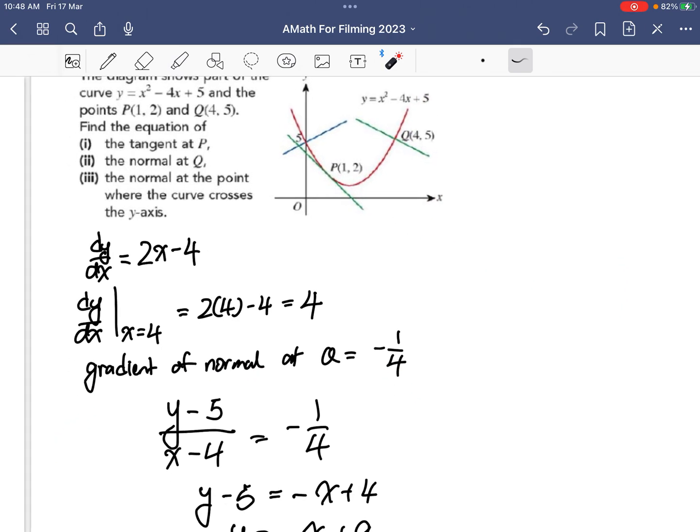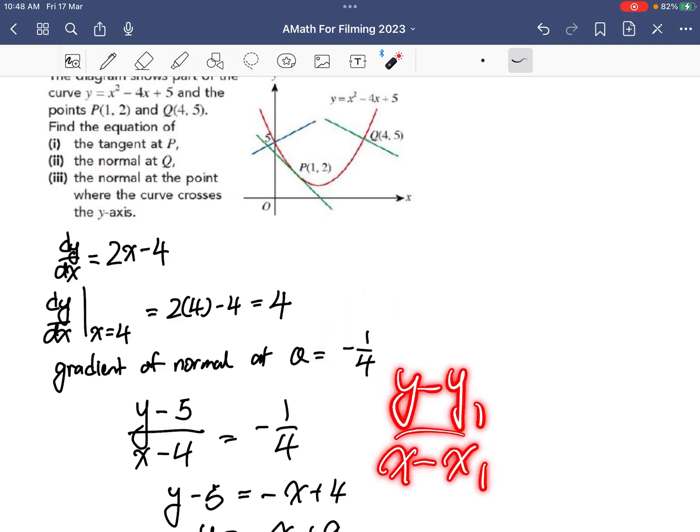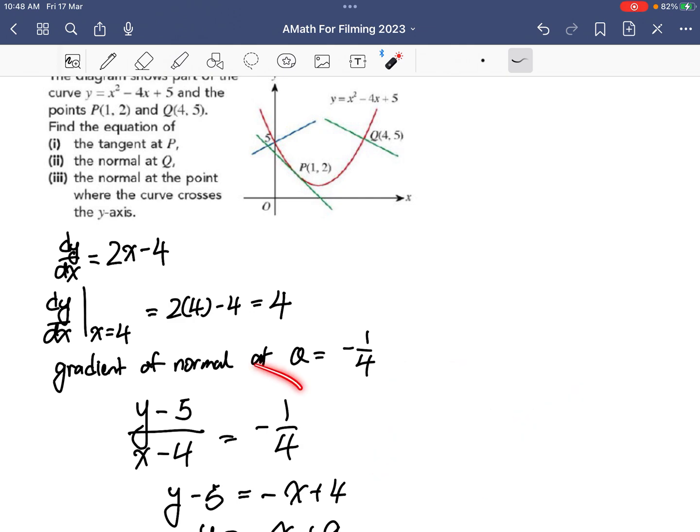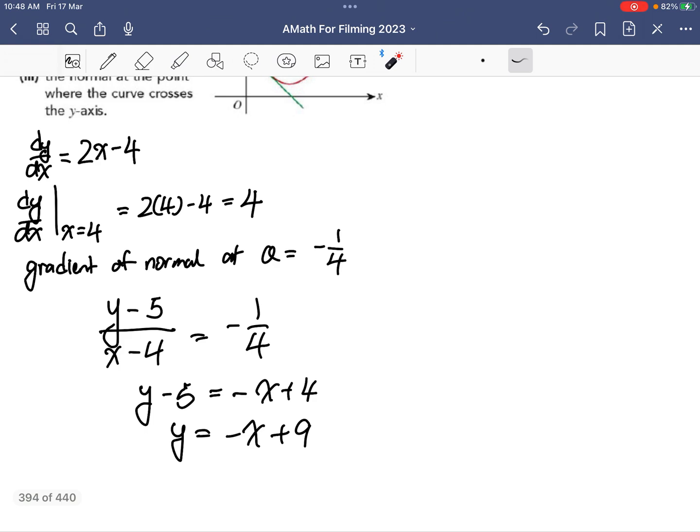Then I have the coordinates 4 and 5. I have the gradient of the normal is -1/4. So I apply y minus y1 over x minus x1 is equal to the gradient. As you can see over here, simplifying, you get the equation of the normal is y equals -x plus 9.